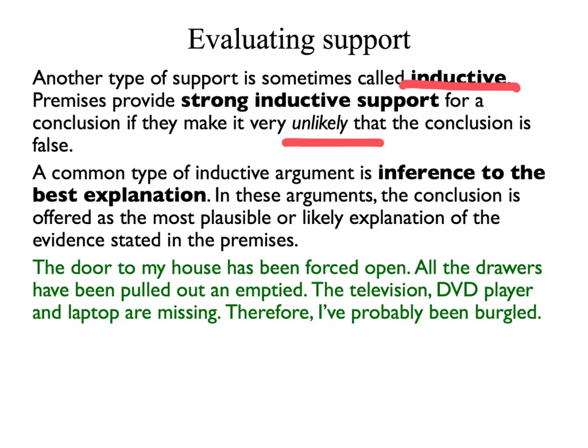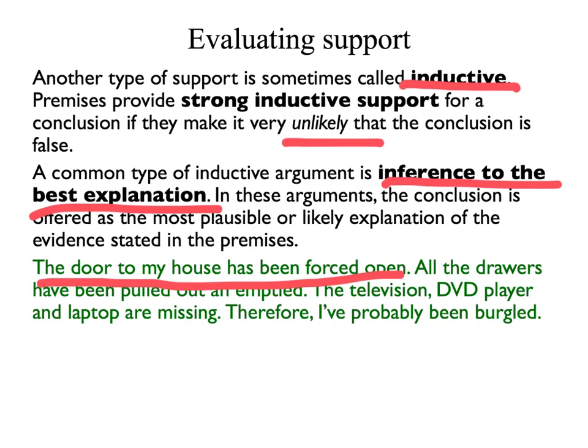Perhaps the most common is inference to best explanation. In these arguments, the conclusion is, if you like, a hypothesis which is offered as being the most plausible or likely explanation of the evidence stated in the premises. So here's an example. Here we have some evidence stated in the premises. The door to my house has been forced open, all the drawers have been pulled out and emptied, the television, the DVD player and the laptop are missing.